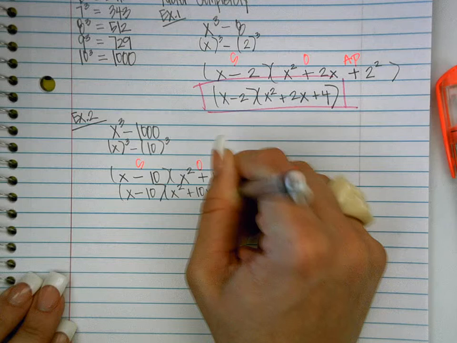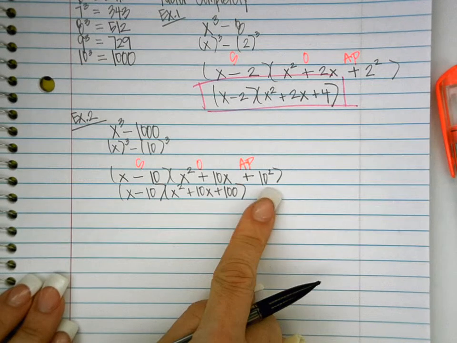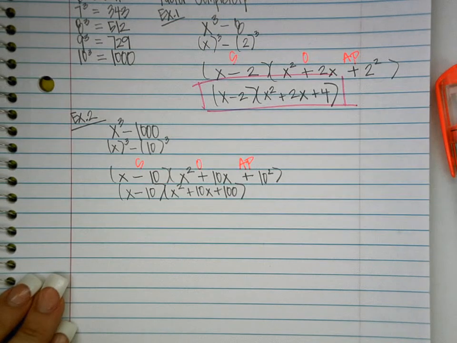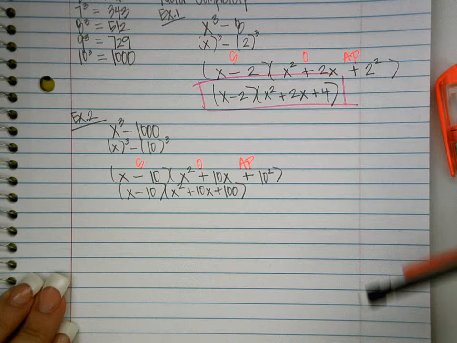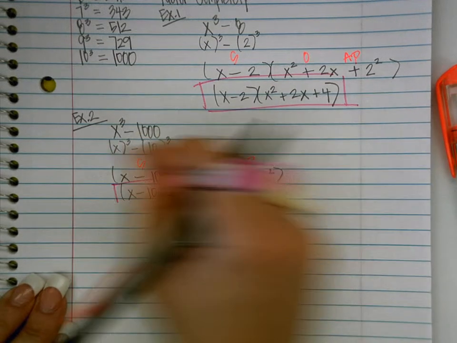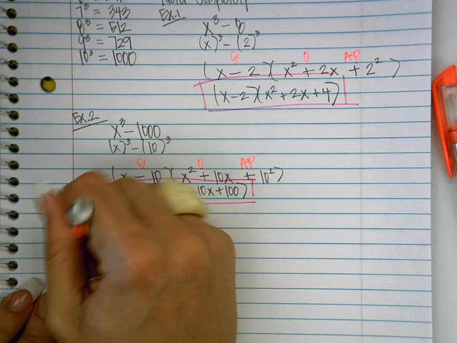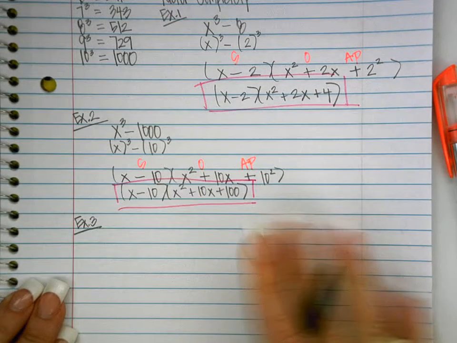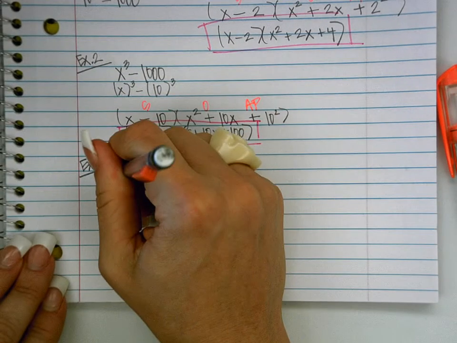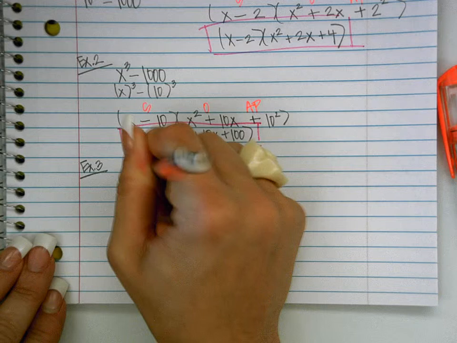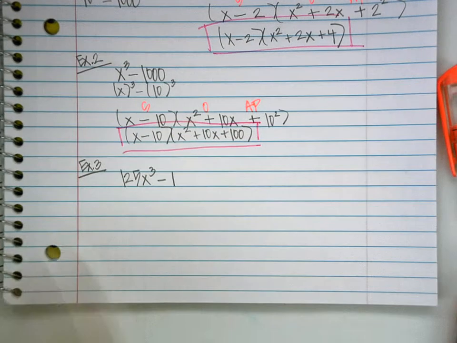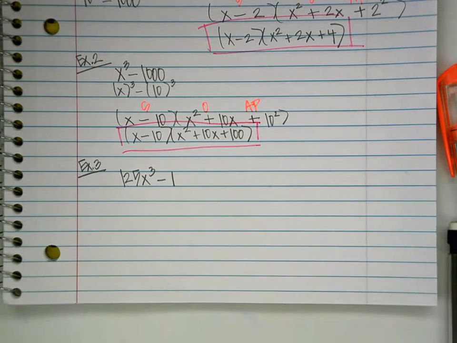By the way, if you do not simplify, meaning actually do the 10 squared or whatever the last thing squared is, I will mark it wrong. You do have to fully simplify. So this is your actual answer. Let's try another one. Number 3. I would like you to factor completely 125x cubed minus 1.